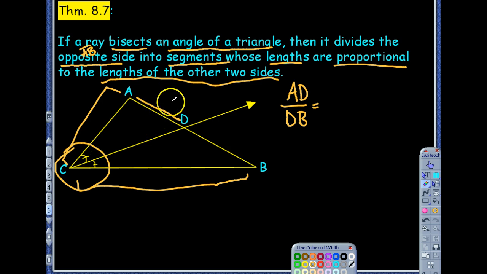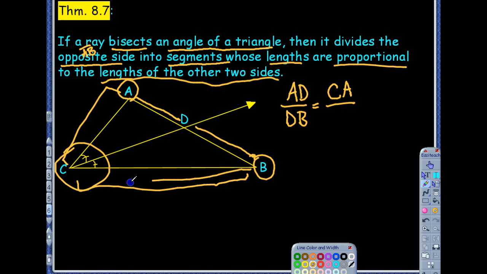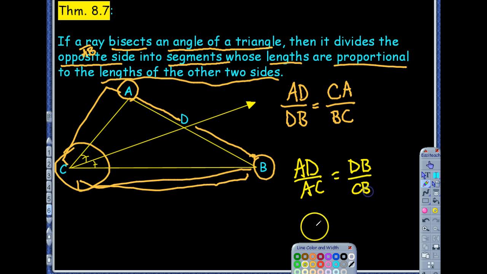When I'm dividing my side proportionally, I want to make sure that the sides share that common vertex. So if I've got AD, then AC, or CA either way, is what's going to go on top. And what corresponds with my DB is going to be BC. Now, again, all of these proportions can be written differently. I've seen people say AD to AC, and then DB to CB. Those ratios are equal. It means the same thing as the other one.